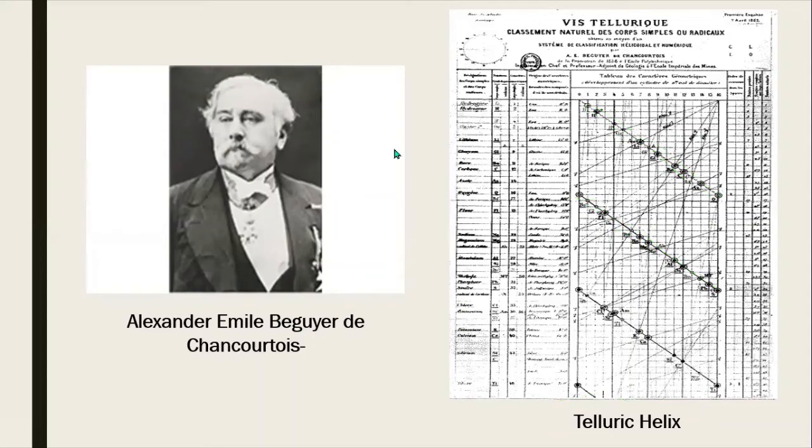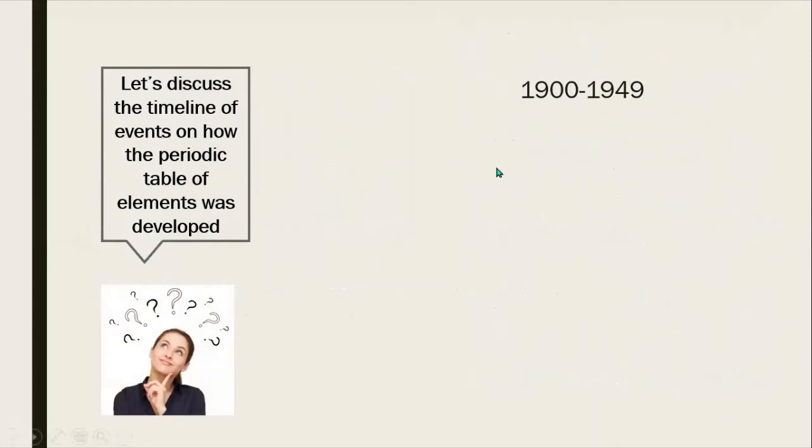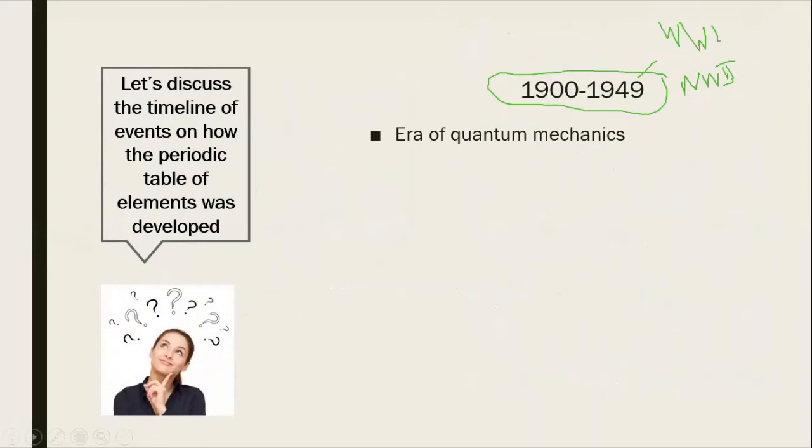Okay, so next. Let's have now 1900s to 1949. So kung i-analyze natin, 1900s to 1949, this is actually the period where dito naganap yung mga World War I and World War II. Diba? So dito naganap yan. So that's why on this timeline, this is said to be the era of quantum mechanics.